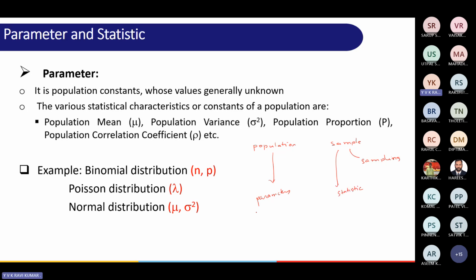For example, the mean of the population, generally denoted by mu, is a parameter. If I use the mean of the sample, generally denoted by X bar, that is called a statistic. Mean or variance of the population is a parameter. Variance of the sample is a statistic. Some terms we use: one is parameter, the other is statistic. It's just terminology, nothing more than that.